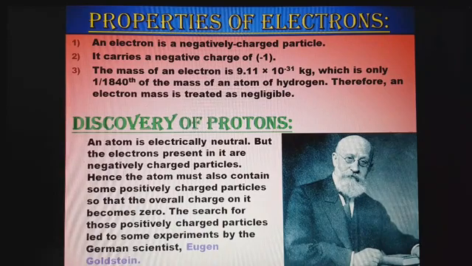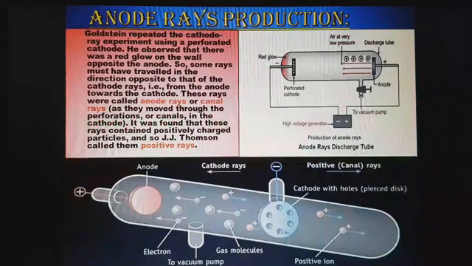So Goldstein performed some experiments in order to find positively charged particles which will neutralize the negatively charged particles of an atom, and then only the atom will become electrically neutral. So let's see how anode ray production took place. This production also took place in a discharge tube only.